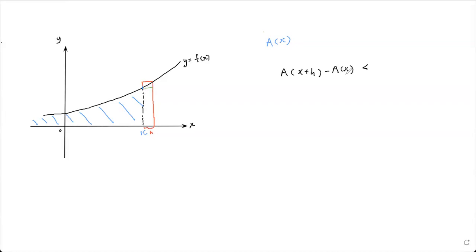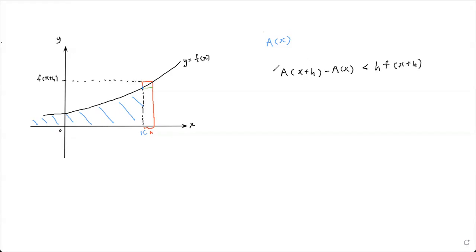So what is the area of that larger rectangle? The area of that rectangle would be the width times the height, right? The width is h, and the height is basically f(x + h). So this is the height of the larger rectangle, right? So this is f(x + h). Okay, so width times height.